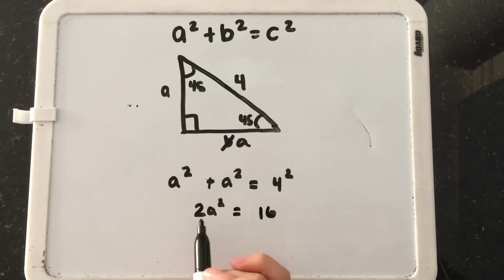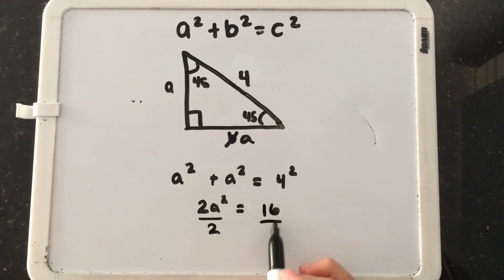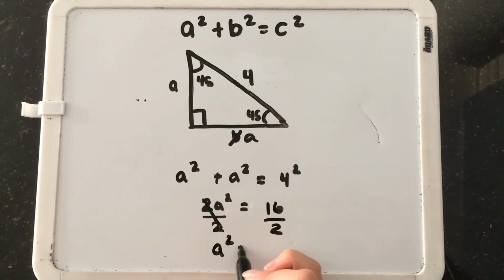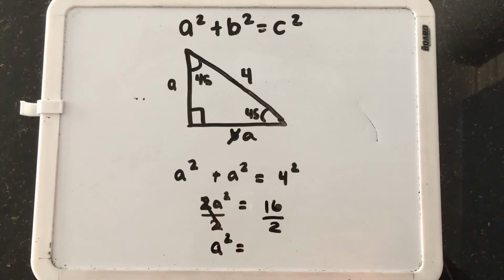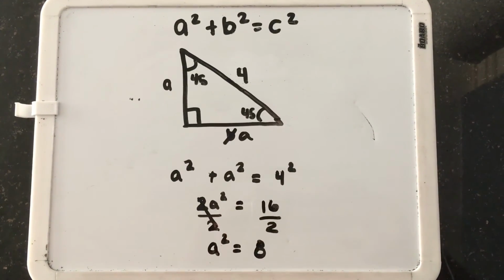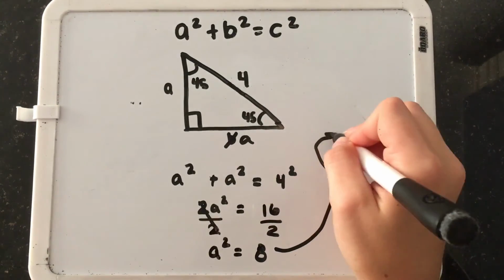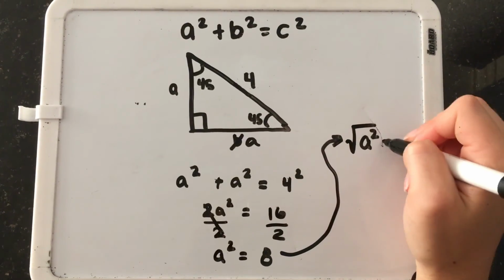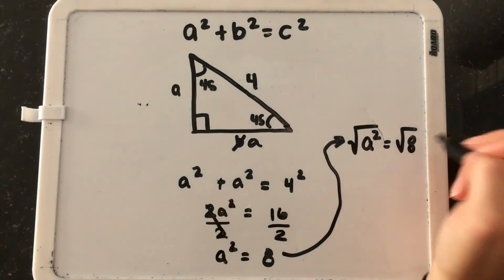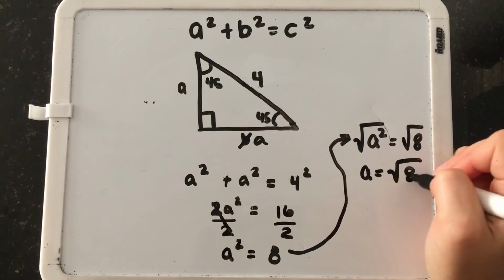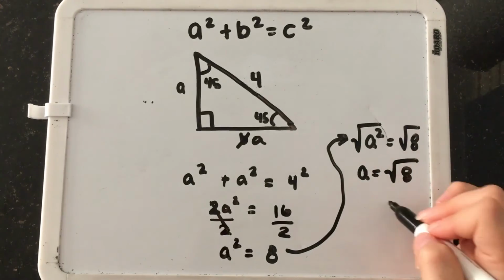If we want to solve for a, first we divide by 2. Cancels on the left side. A squared equals 16 over 2, which is 8. In order to solve for a, we take the square root of both sides. Square root a squared equals square root of 8. So then a equals the square root of 8, which we can reduce a bit.